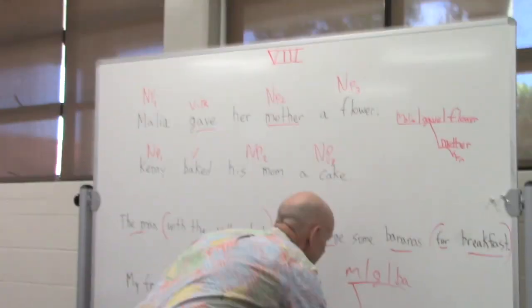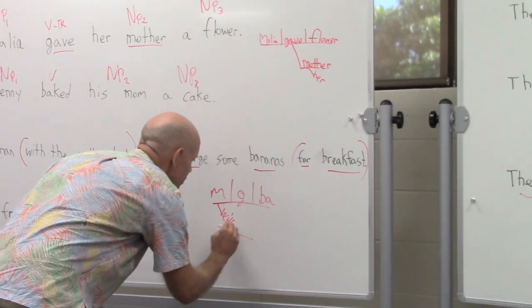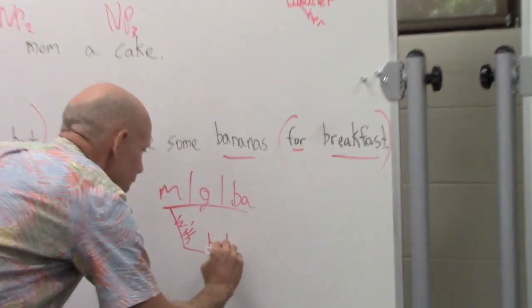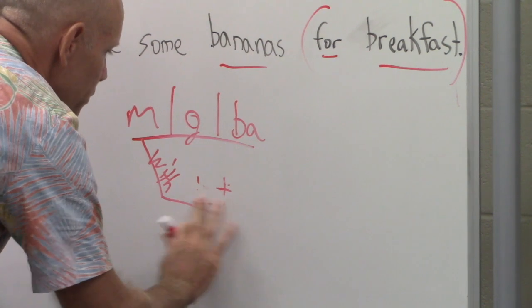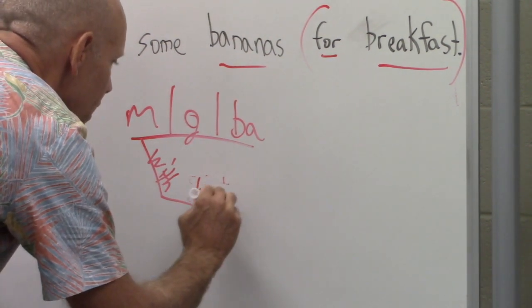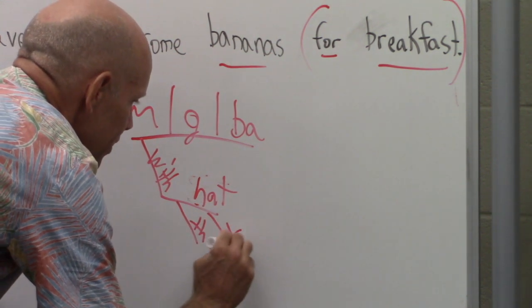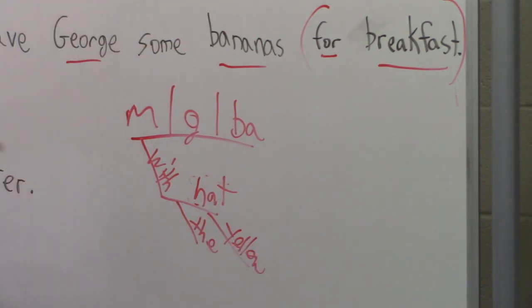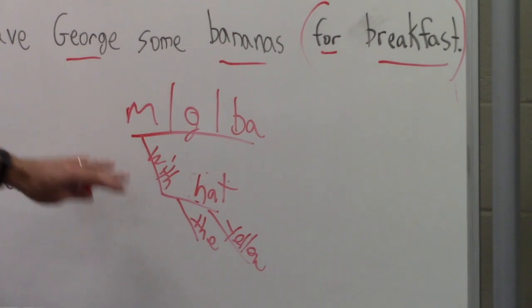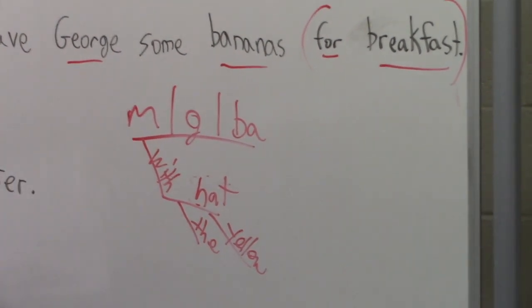And then again, the preposition goes on the slanty line, and the object of the preposition. Oh, it's not the bat, right? It's the hat. Goes here. And what kind of hat is it? It's yellow. So you diagram it like this. Here's the man with the yellow hat, and he gave George some bananas.